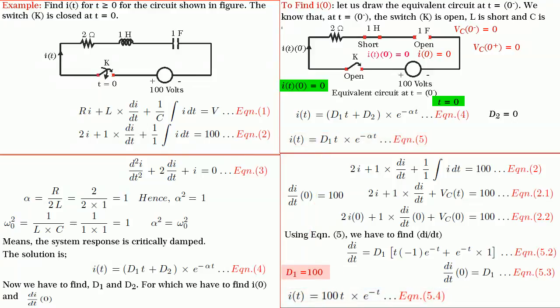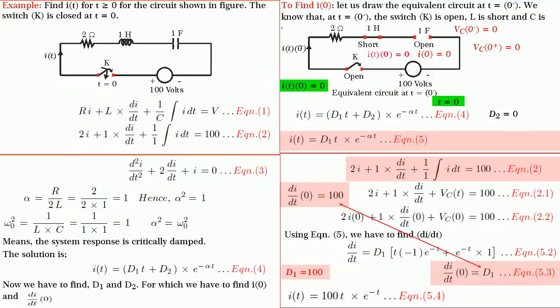Note here that while finding d1, first we use the system equation and find di/dt at 0. Next we use the solution for i(t) obtained and find di/dt and equate both the results to get d1. This you have to note.